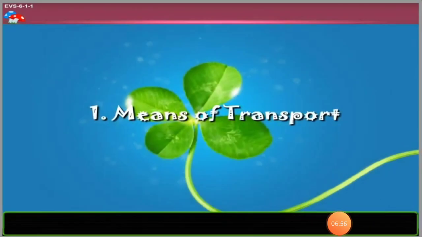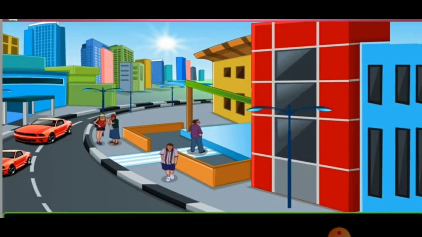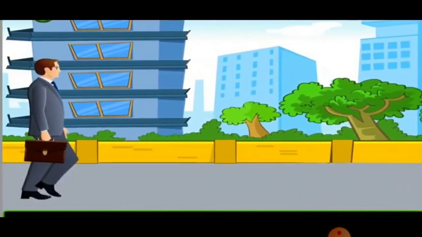So you can see there are different means of transport. We go from one place to another through different means such as by bus, car, scooter, train, aeroplane. If you can see, there are so many different means of transport. If the distance is short, we go by walking also.